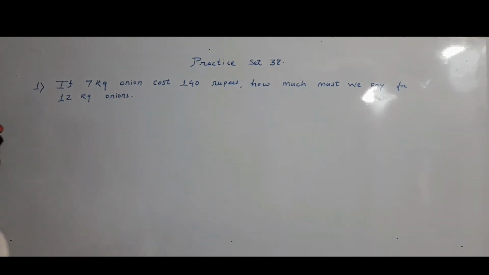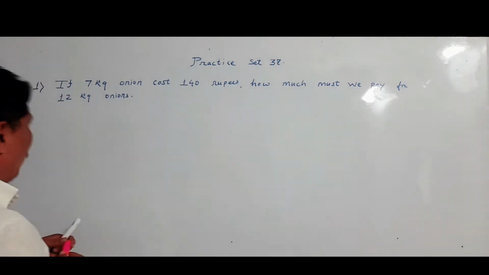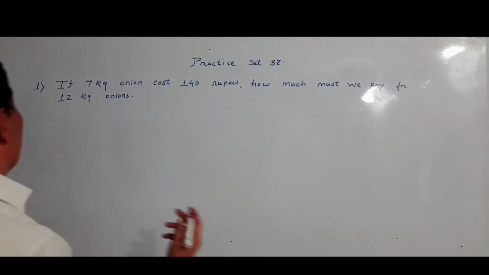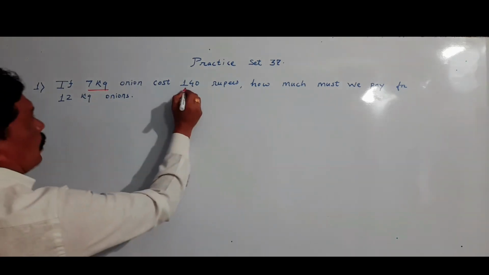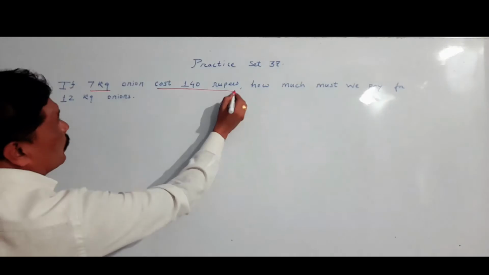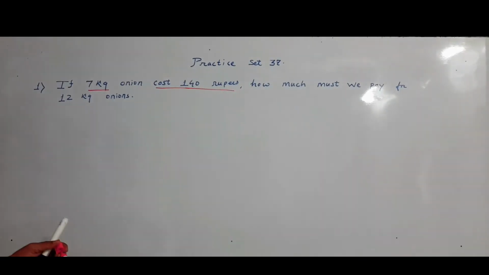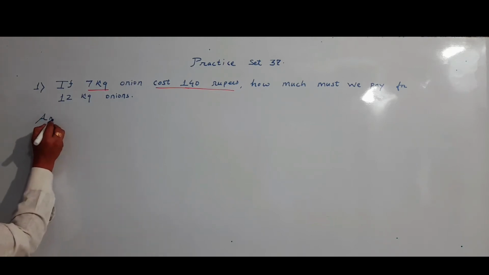My dear student, in this problem, two quantities are given: onions in kg and cost of the onion in rupees. We'll write the information which is given in the problem in the form of a table.